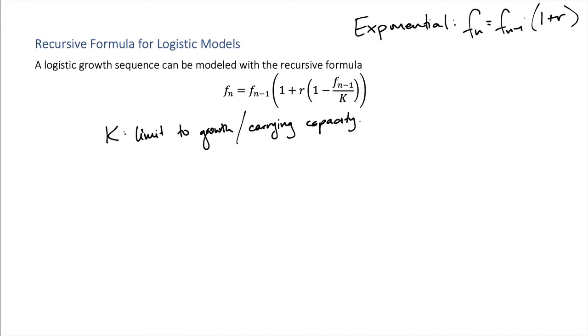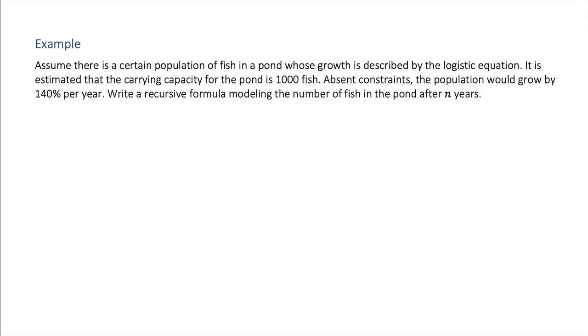Let's look at an example. Assume there's a certain population of fish in a pond whose growth is described by a logistic equation. It is estimated that the carrying capacity for the pond is 1,000 fish. That's K. I'm just going to write that out. Absent constraints, the population would grow by 140% per year. What that means is that we are going to get an extra 140%. So r is 1.4. That's the growth factor without constraints.